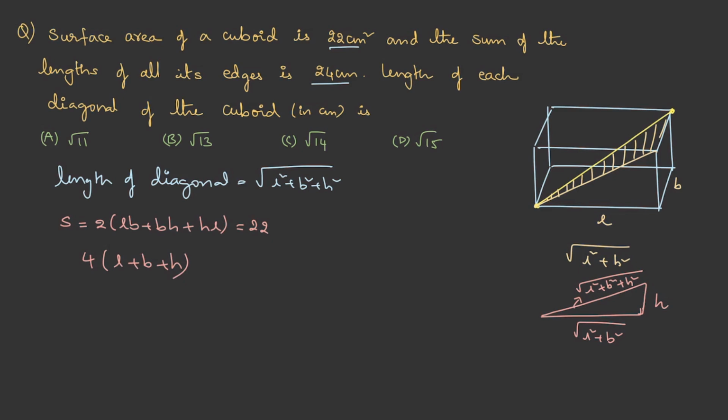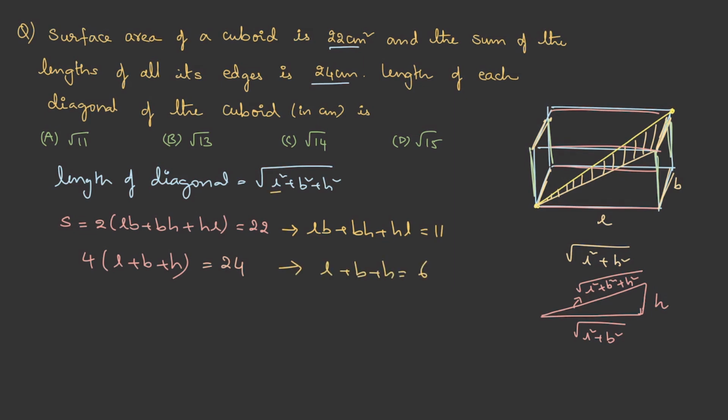The reason is, if I take this to be L, this is also L, L and L. 4L. If this is B, 1, 2, 3, 4B. If I take this as H, 1, 2, 3, 4. So each edge is repeating 4 times. So this quantity is 24. So from this we can write LB plus BH plus HL is 11, and from this we can write L plus B plus H is 6.